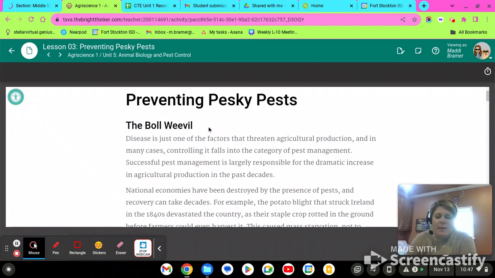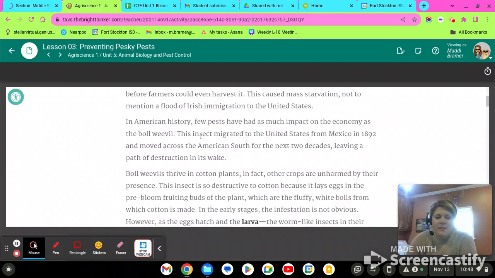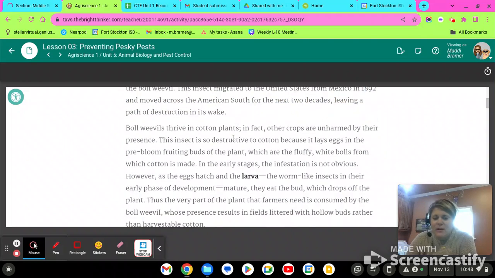If you have grandparents whose grandparents or parents farmed, ask them about the boll weevil, because they probably know what it is and they're going to tell you how much damage it did, especially to the cotton industry. So it says few pests have had as much impact on the economy as the boll weevil. In 1892, it moved from Mexico to the United States and it destroyed the American South agriculture for 20 years.